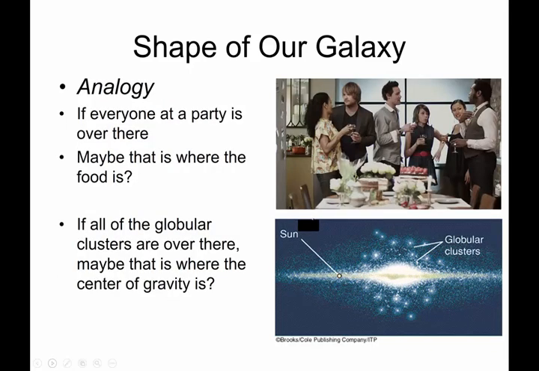Kind of the analogy is, I like the party analogy. If you're at a party, I don't know about the parties you go to, but there's usually a lot of food involved. And if everybody is clustered over here, that's probably where the food is. People stand around and talk and drink and eat. And that's probably the same analogy. If all the globular clusters are over here, then that's probably where the galactic heart or galactic center is. And it was not around us.